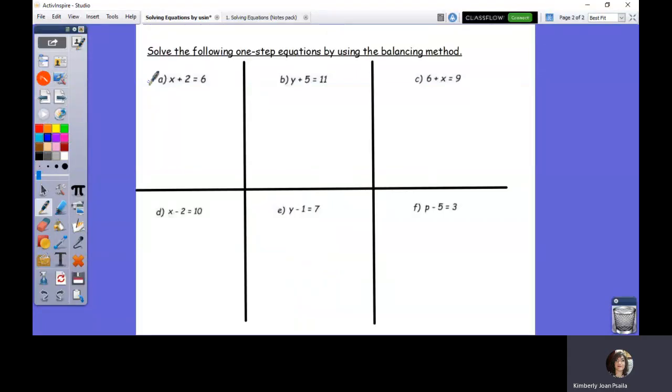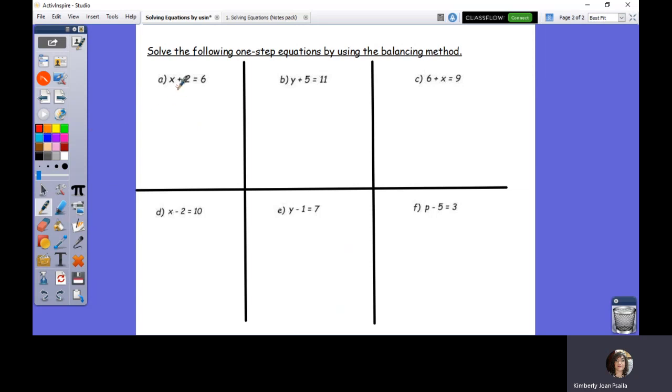Let us go back to working out some questions here. Solve the following one-step equations by using the balancing method. So here we have x plus 2, which is equal to 6. Now we are not going to use a balance scale. You have to imagine what will happen to this equation. You always have to do the same thing as if you have a balance scale. If you do one thing to the left, but you don't do the same thing to the right, your equation will not be balanced, will not be equal.